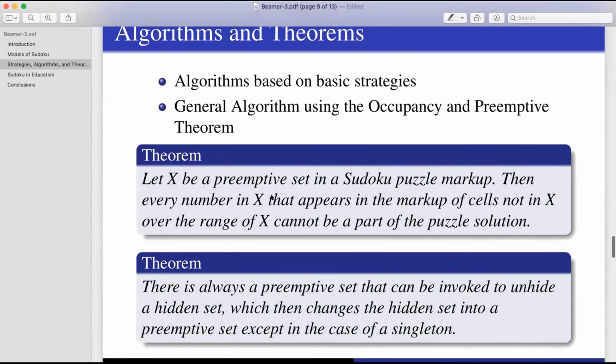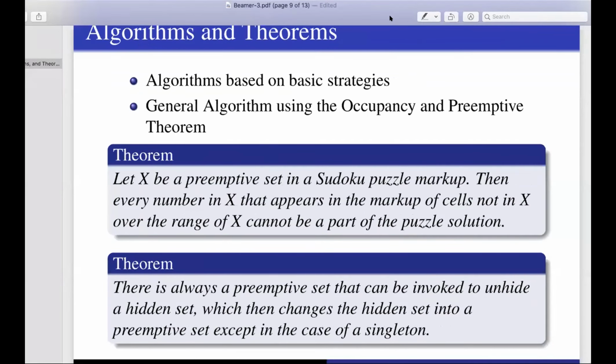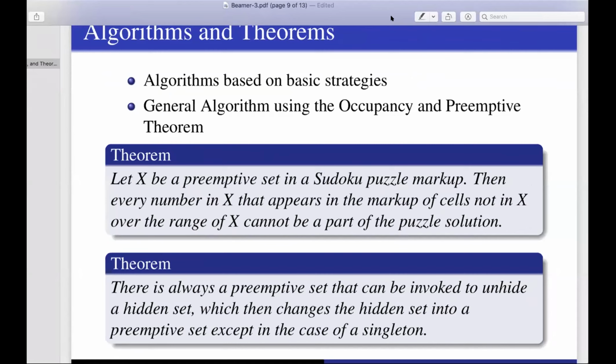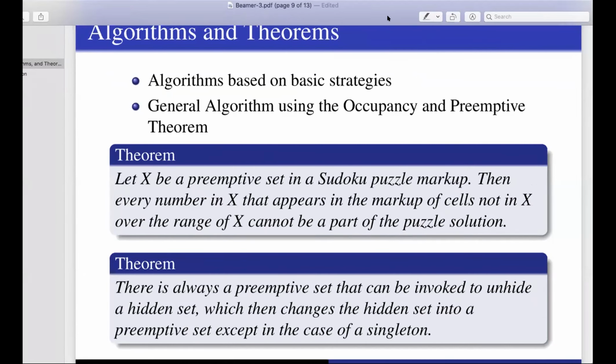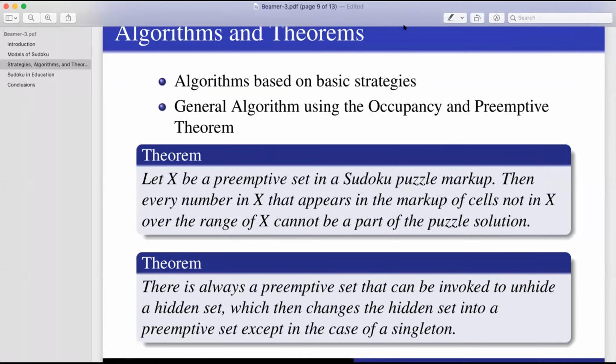There's the general algorithm using the occupancy and preemptive set theorem. And they say, let X be a preemptive set in a Sudoku puzzle markup. Then every number in X that appears in the markup of cells not in X over the range of X cannot be a part of the puzzle solution. This is actually setting up a little bit of how it's connected to set theory later on in my presentation, but it basically says that once it appears, it cannot be there, so it's occupied.